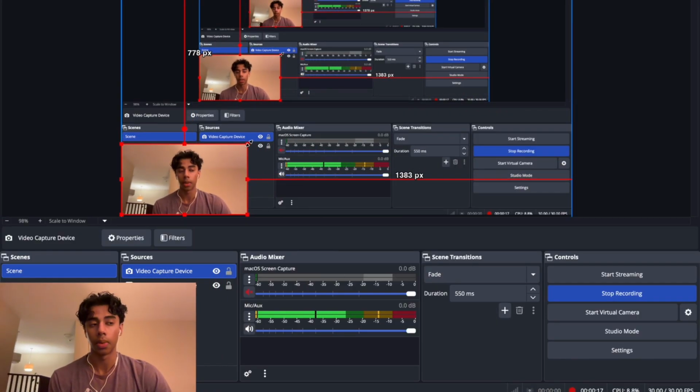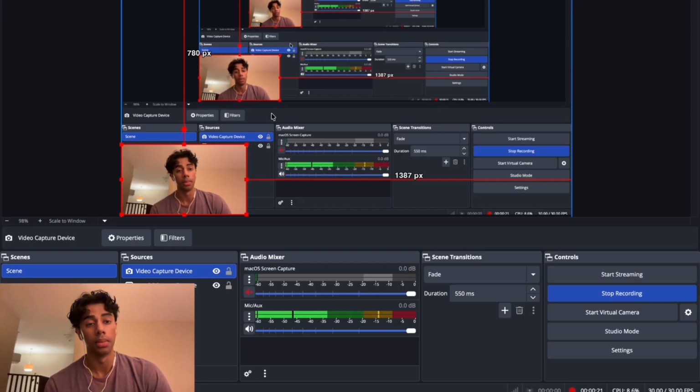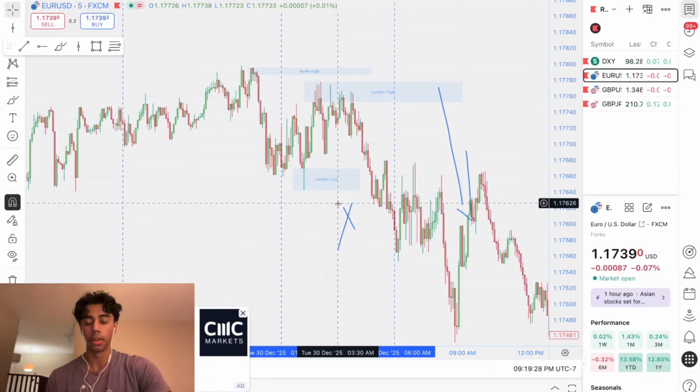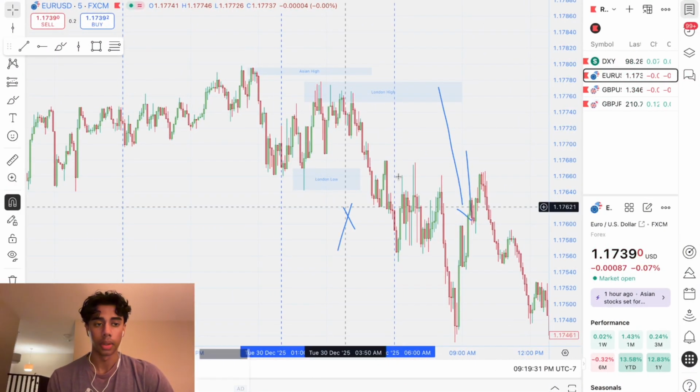I hopped on the charts this morning. I slept in a little bit. I woke up at like 6:15, hopped on the charts, and nothing really happened. Nothing really to see. So, quickly going over it, I'll start with EURUSD.